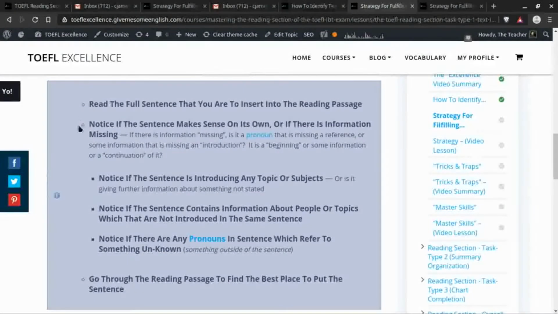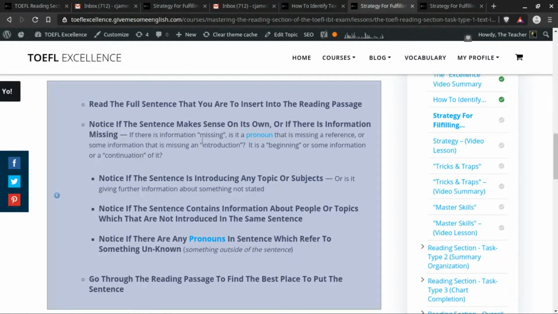All right, so first of all, you have to read the full sentence that you are supposed to insert into the reading passage. That way you get an idea of the information in the sentence, and you get an idea of whether it is going to be at the beginning of the paragraph, or something which is going to be more in the middle or at the end? Now, this is how you do that. First of all, when you're reading it, you have to notice if the sentence makes sense on its own, or if there's some sort of information missing.